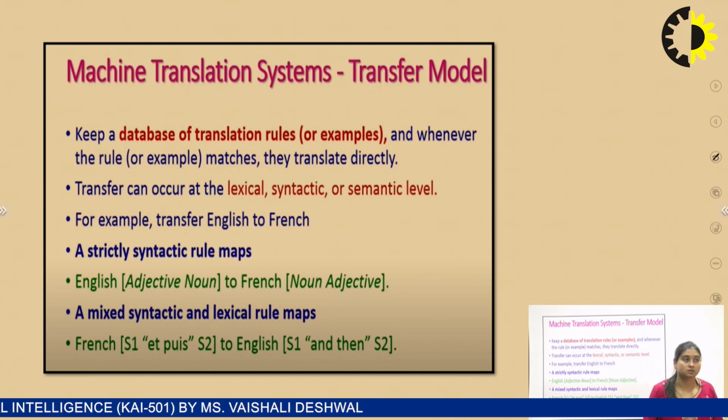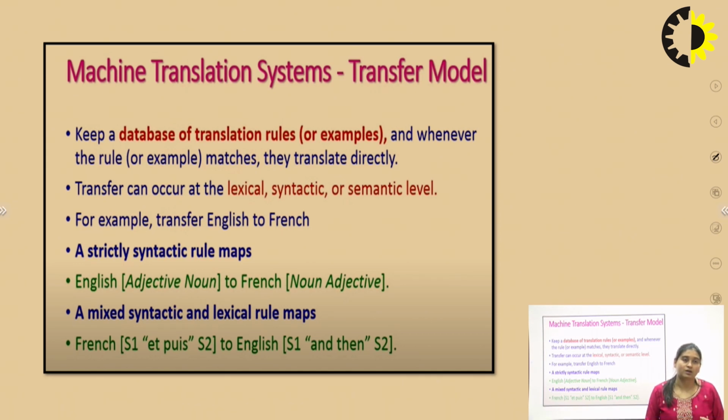Next we have the machine. This is a continuation of MT systems. It keeps a database of translation rules. For example, the translation rules can be examples: in one sentence there is a word like "is", and there is another word which is used for "is". This is the example, this is the rule set, and the data set of such rules is kept, and whenever the rule or the examples match, they translate directly. So transfer can occur at the lexical, syntactic, and semantic level. These are the levels on which the transfer can occur, and this is called the transfer model, and it comes under the machine translation systems.